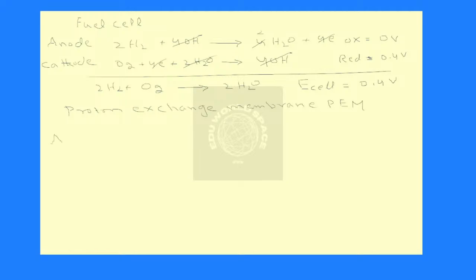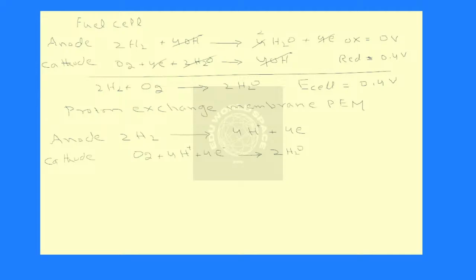At the anode, the hydrogen molecule oxidizes, forming hydrogen ions, and 4 electrons are released. At the cathode, the oxygen molecule, in the presence of these 4 hydrogen ions, gains the 4 electrons, forming 2 water molecules.